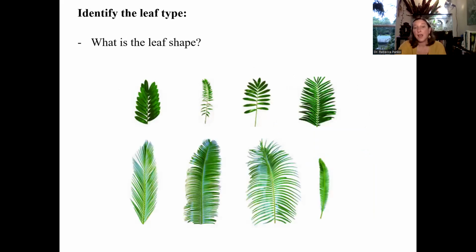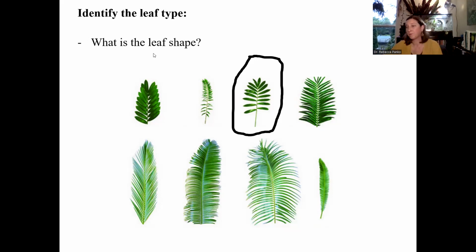All right. Here are some leaves. If I were to ask you, what is a leaf shape? What would you say? Some of these may be harder to see than others. This might be a good one to look at because it's the most clear, but all of these leaves have the same leaf shape. So first thing you have to ask yourself is, is this a simple leaf or a compound leaf? And that should be pretty straightforward. Simple leaf or compound leaf that I circled.